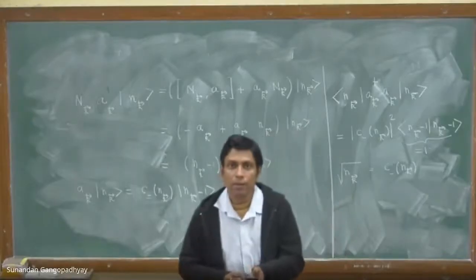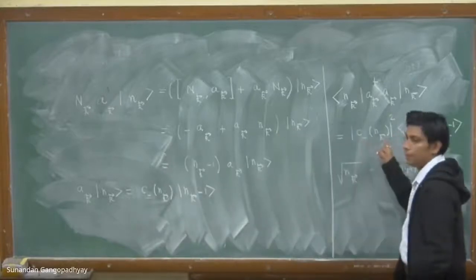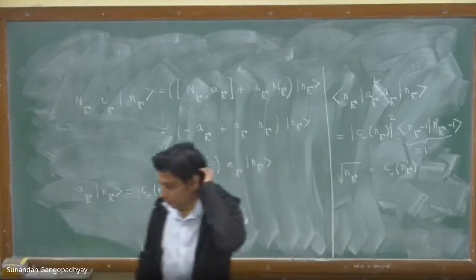Sir, why are you saying that c minus nk is root over nk up to a phase? Because this is a complex number in general, no? Yes. So this is mod square. Okay, yeah, I got it. If you forget about the phase, then there is no problem.